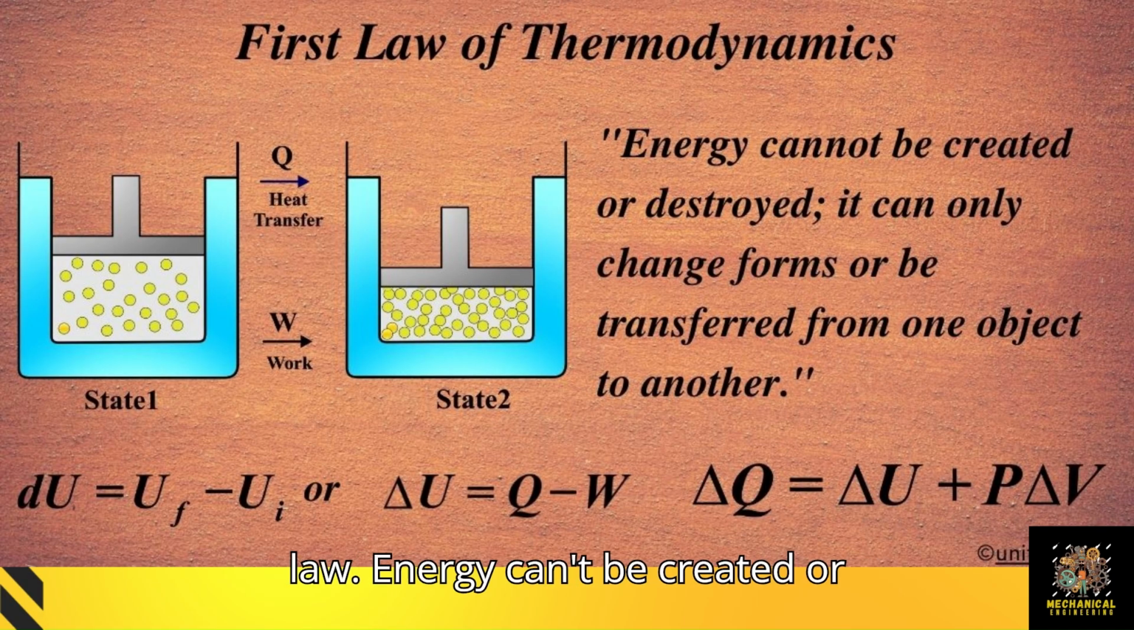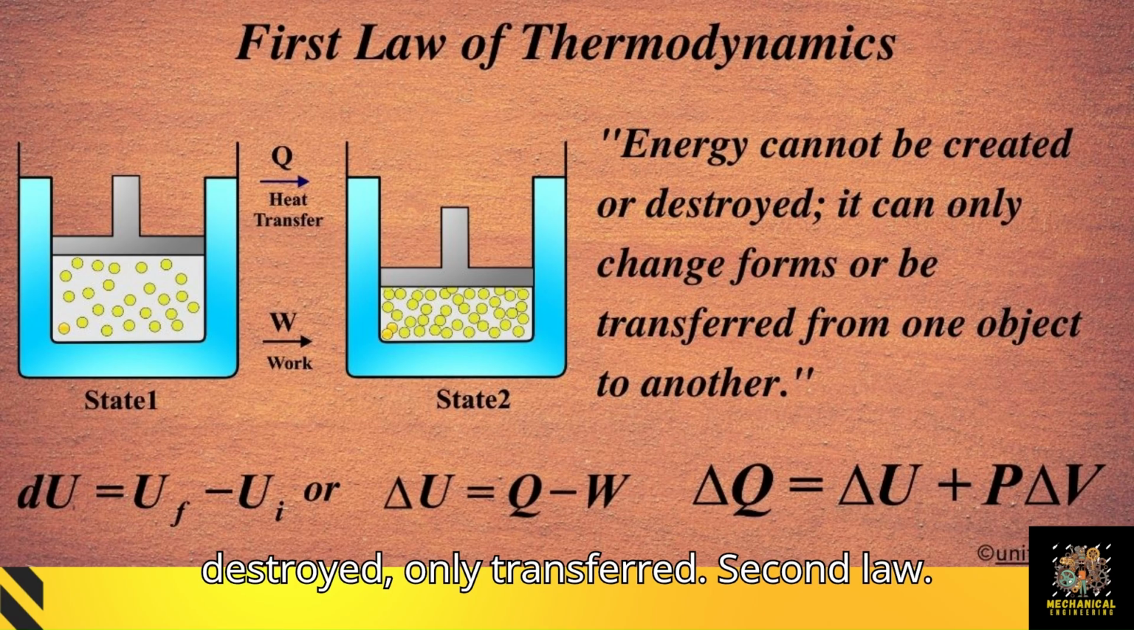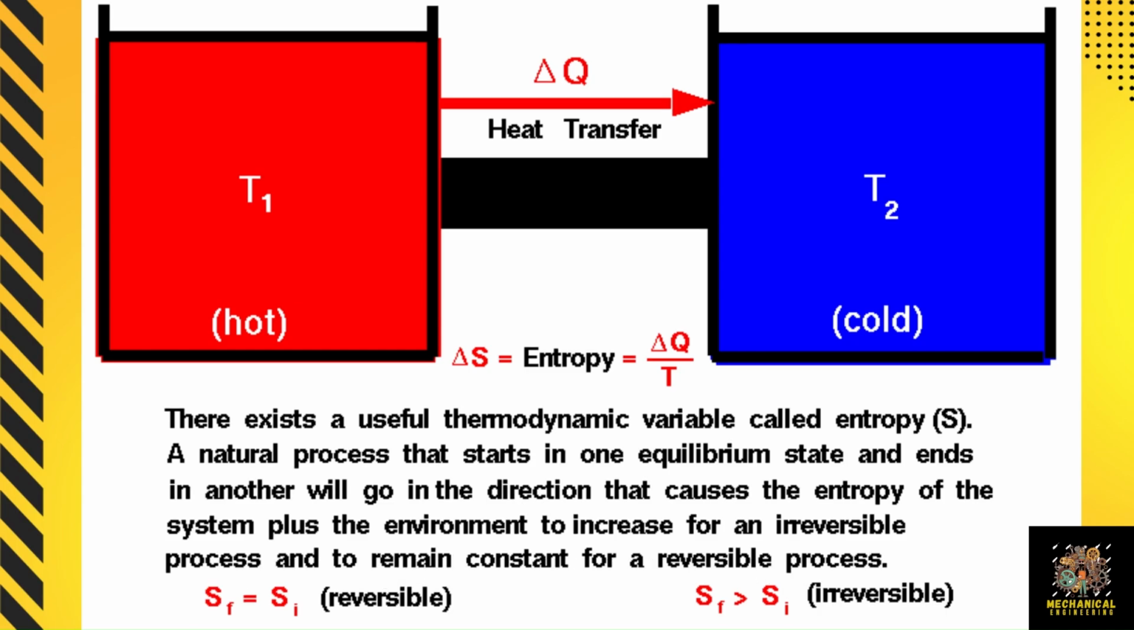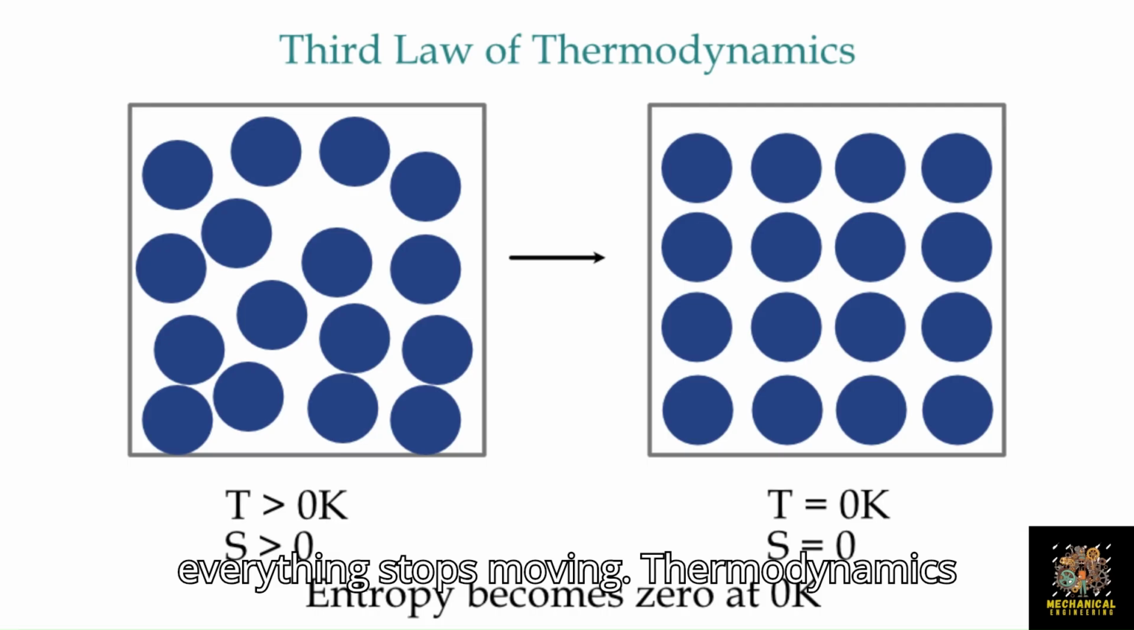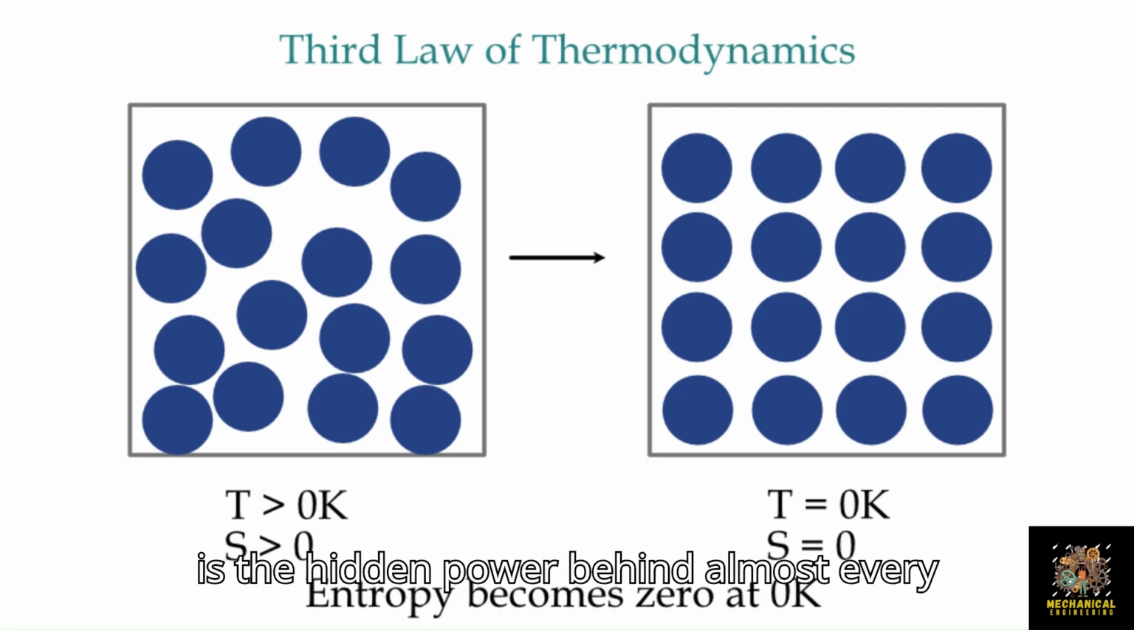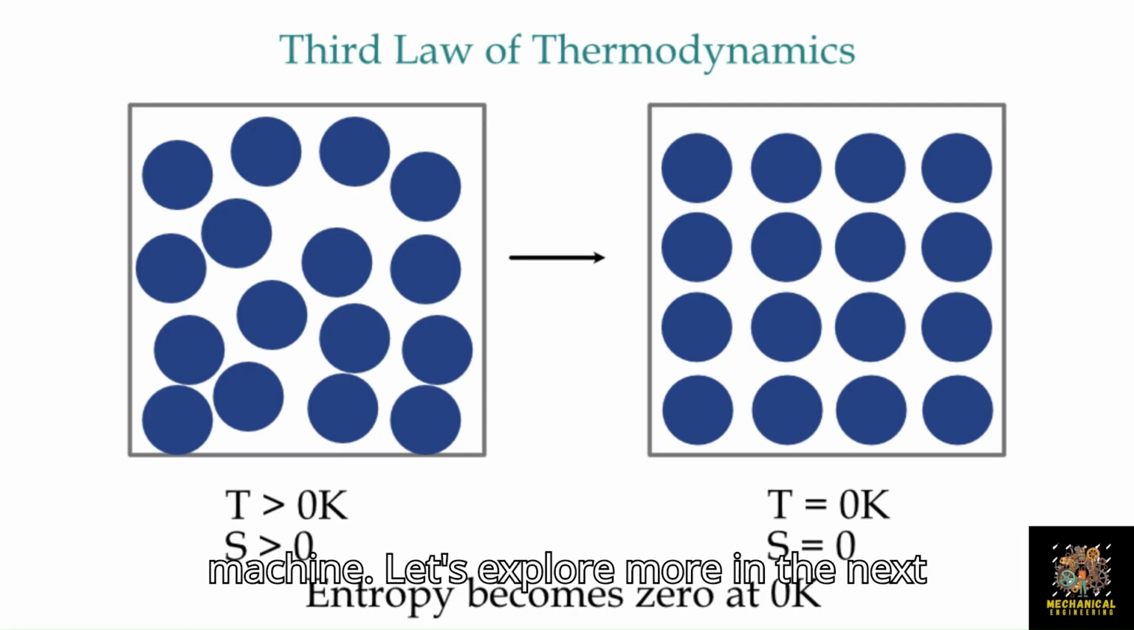First law. Energy can't be created or destroyed, only transferred. Second law. Heat naturally flows from hot to cold. Third law. At absolute zero, everything stops moving. Thermodynamics is the hidden power behind almost every machine. Let's explore more in the next video.